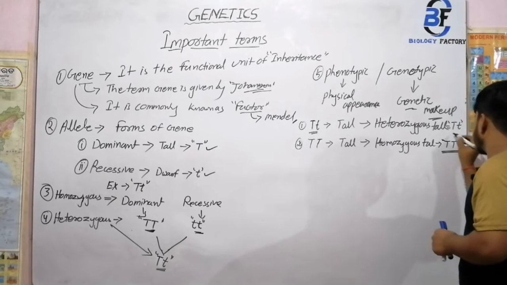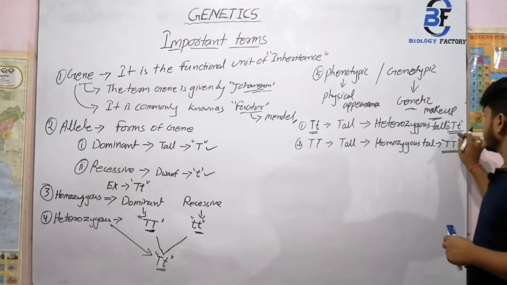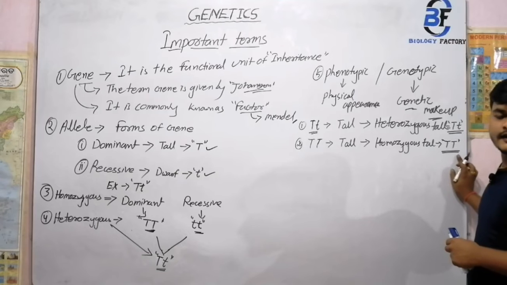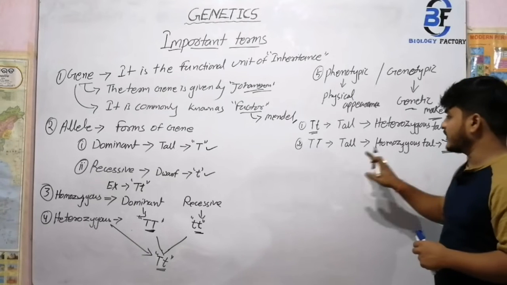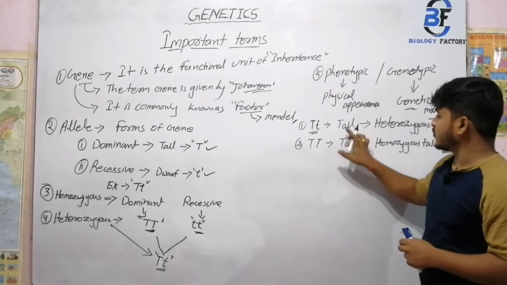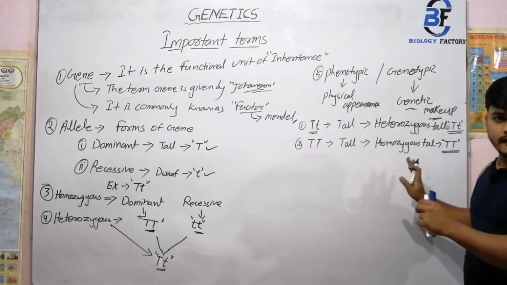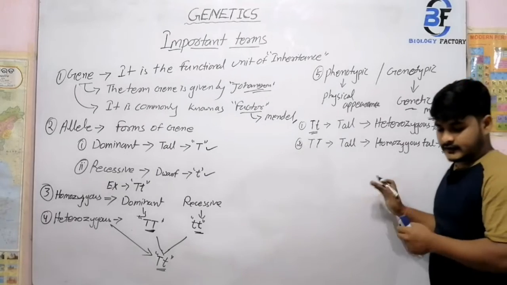So it is the genetic change. That means we genetically represent it as capital T small t and capital T capital T. But physically, both are tall. So it is otherwise known as phenotypic, and the other is known as genotypic. It is the basic difference.